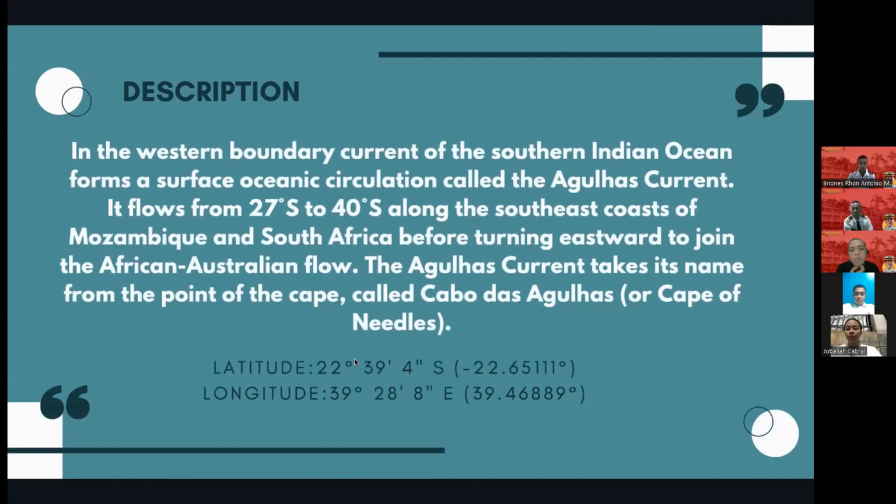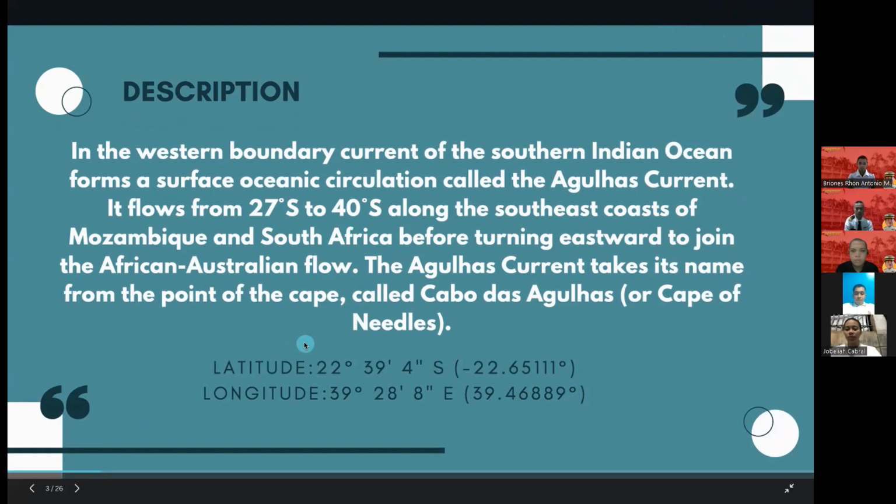Description of the said current: the western boundary current of the southern Indian Ocean forms a surface oceanic circulation called the Agulhas Current. It flows from 27 degrees south to 40 degrees south along the southeast coast of Mozambique and South Africa, before turning eastward to join the African-Australian flow.